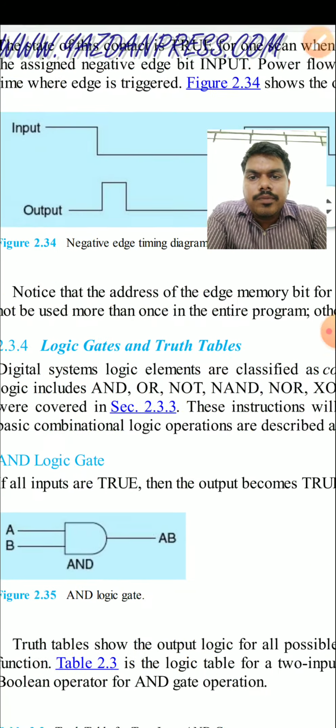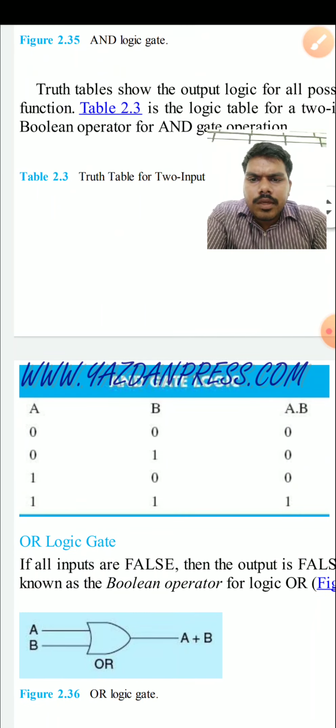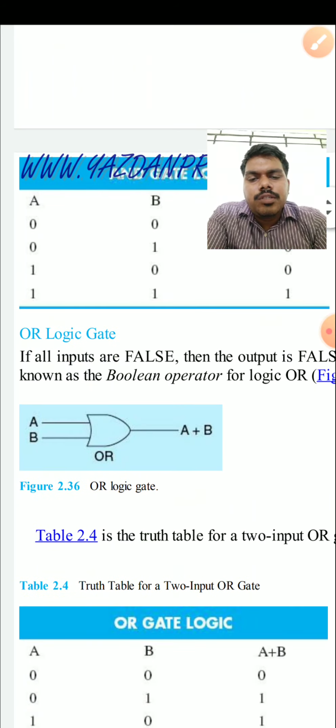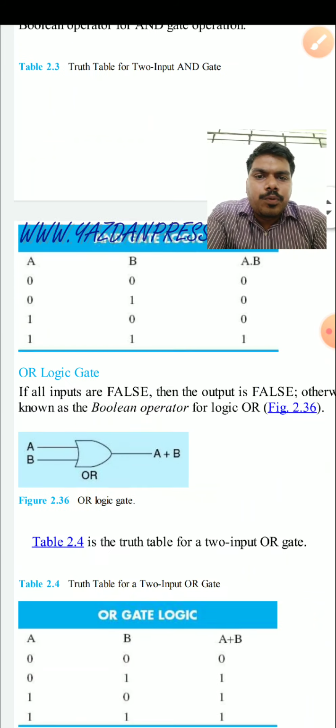Okay, AND logic, we know how it represents A and B, shown like this. Then there will be a truth table. For A and B, if both inputs are 0, then the output will be 0. If both the inputs are high or 1, then only the output will be high or 1. If any of the inputs is 0, then the output will be 0.